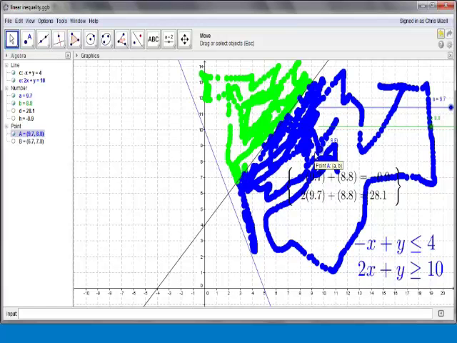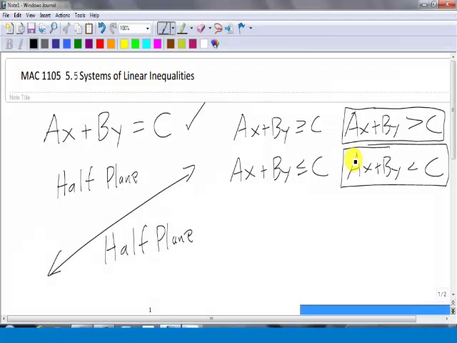Now we want to make sure we don't check a point that's actually on the line itself, because we don't get any information. If it has the or equal to bar, then that ordered pair would make it true, and if it doesn't, it would make it false, but it doesn't tell us which side of the line to shade. So we've got to test a point that's not on the line.